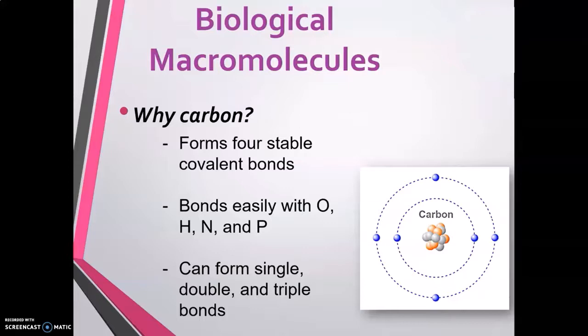Also, because of this versatility in its bonding, you'll notice that carbon can not only form single bonds, which would just be sharing one pair of electrons, but it can form double bonds if it shares two pairs of electrons, or even triple bonds if it's sharing three pairs of electrons.